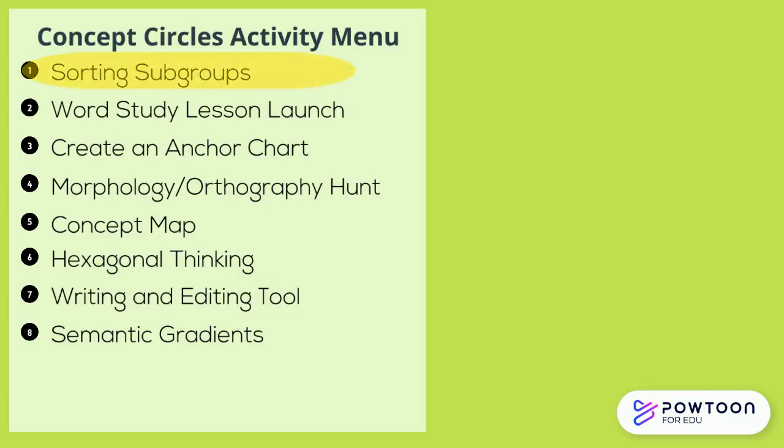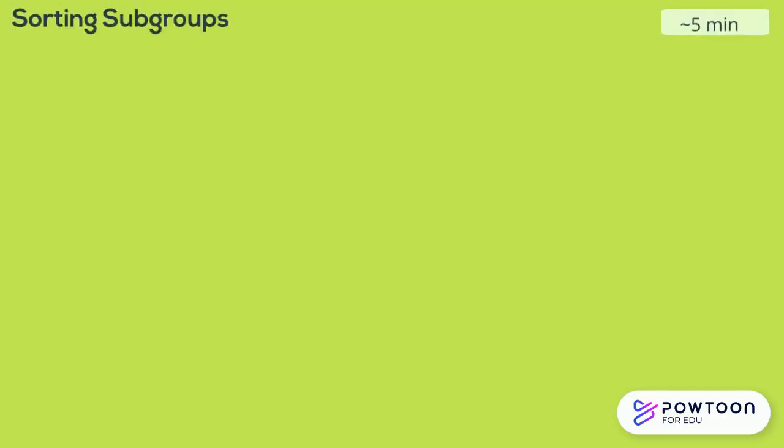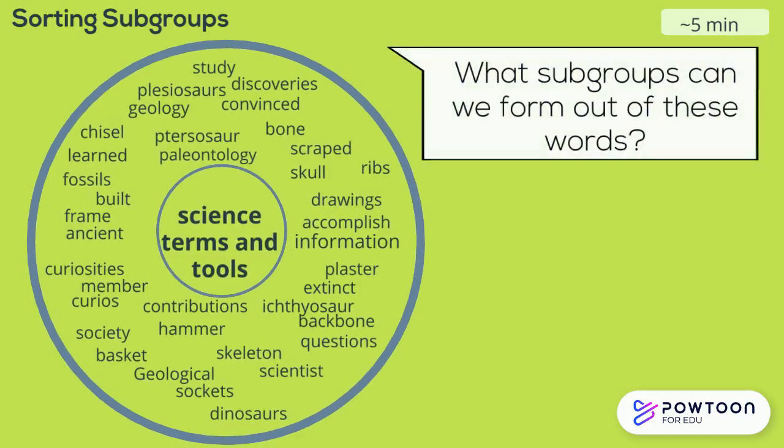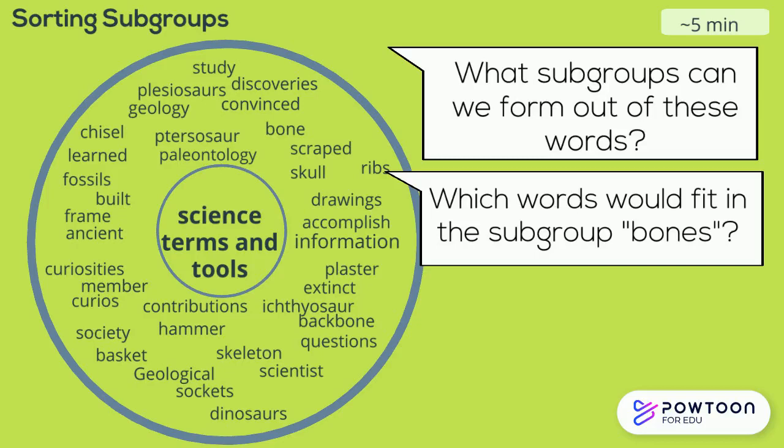The general category can push students to capture some words you intended and other words you didn't. You can either probe the students with, what subgroups can we make out of these words? Or you could guide them to find words to fit into a subgroup of your choice.